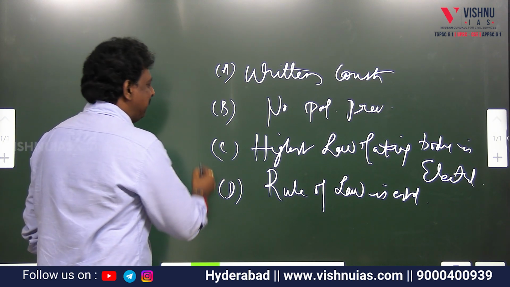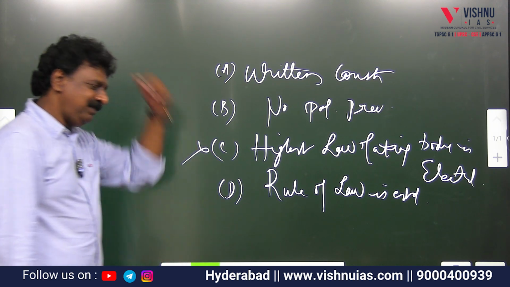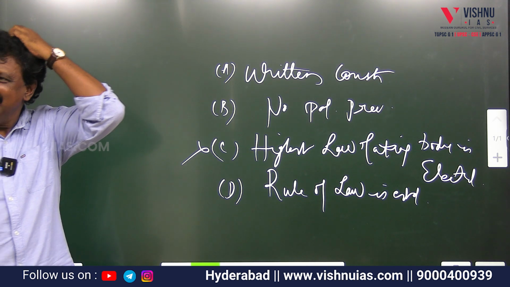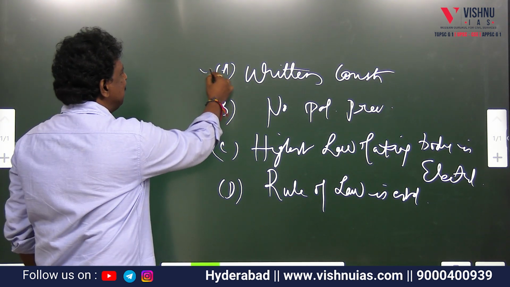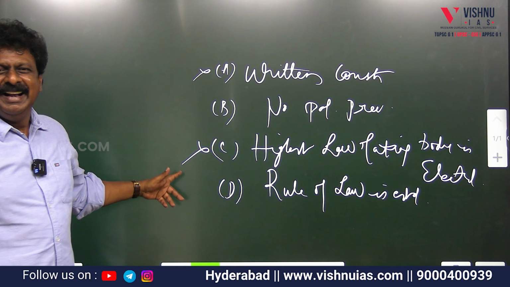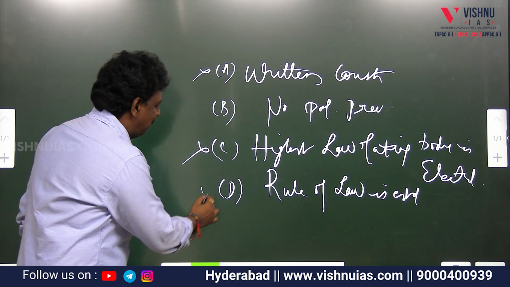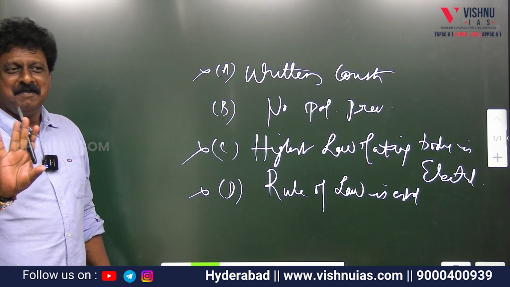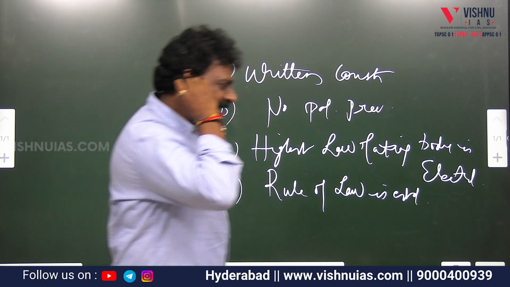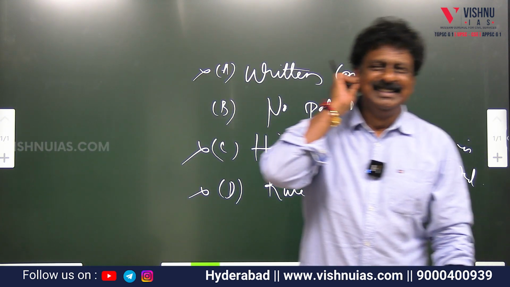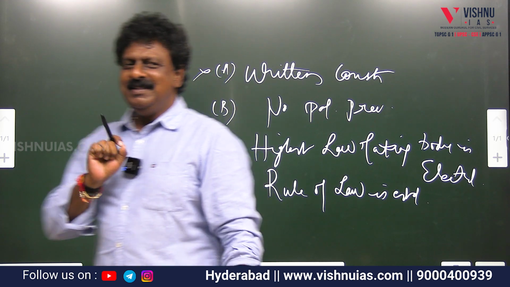సి, హైయెస్ట్ లా మేకింగ్ బాడీ ఈజ్ ఎలెక్టెడ్ ఈజ్ రాంగ్. A, written constitution also is wrong. D, rule of law also is wrong. B is correct. No? I told you kada, right? Now what does this mean?